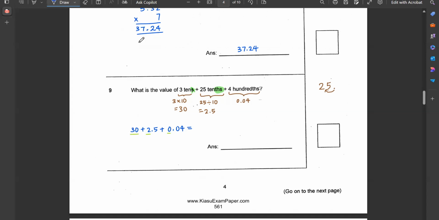Okay, so 30 plus 2 plus 0 is actually a 32. Then you put the decimal point. All right, first decimal place, this one no first decimal place, this one is a 5, this one is a 0. So 5 and 0 together is just a 5. Second decimal place, this one no second decimal place, this one also no second decimal place, this one second decimal place is a 4. So it's like this. Okay, so it's 32.54.